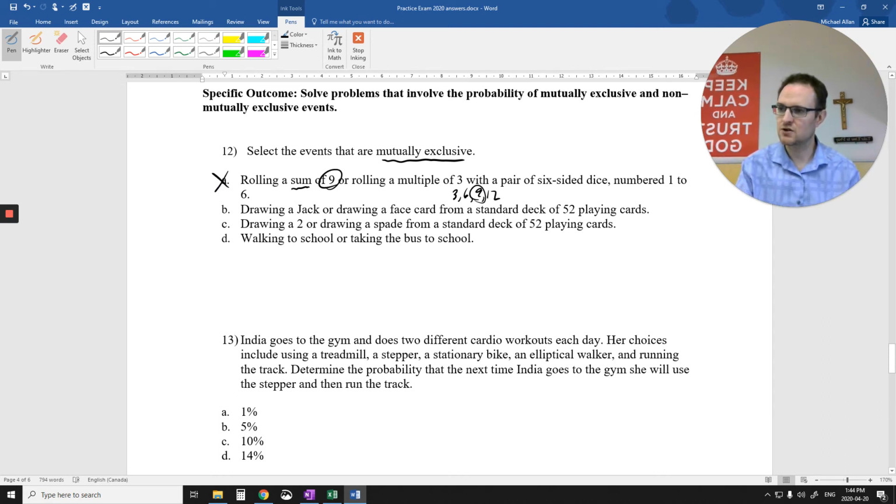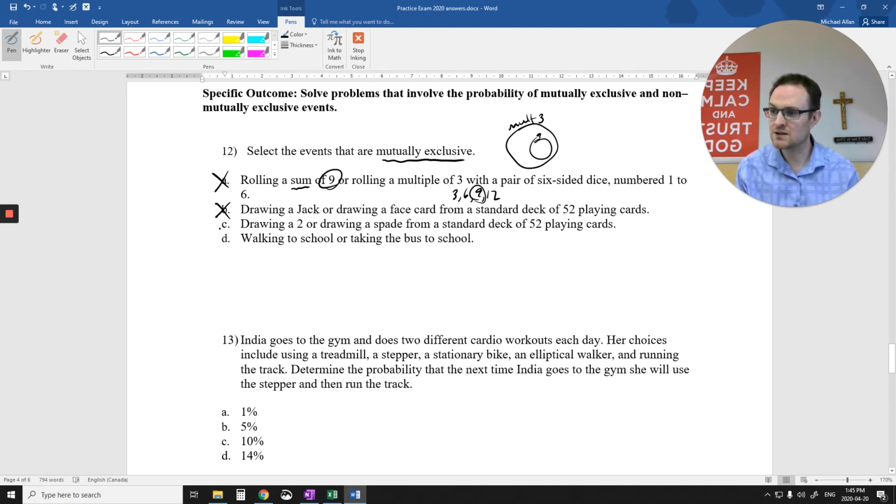Okay? Same thing like drawing a jack or drawing a face card. They could happen at the same time because a jack is a face card. Right? So if you were to draw a Venn diagram of these two situations, here's my multiples of 3. Here's my 9. They're inside each other, right? 9 is inside this, so this kind of overlaps. So they are not mutually exclusive to each other. Same thing with the jack and the face cards. The jack is inside there.